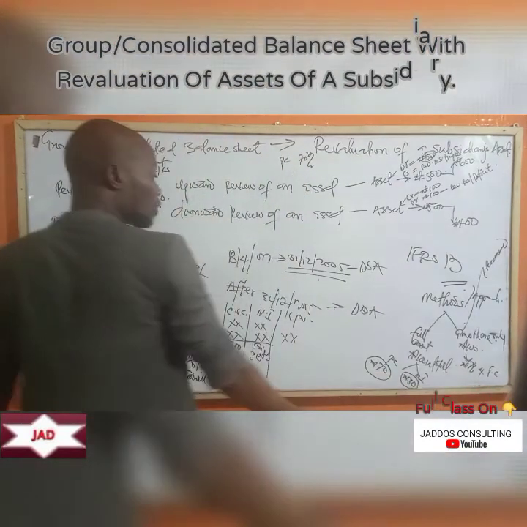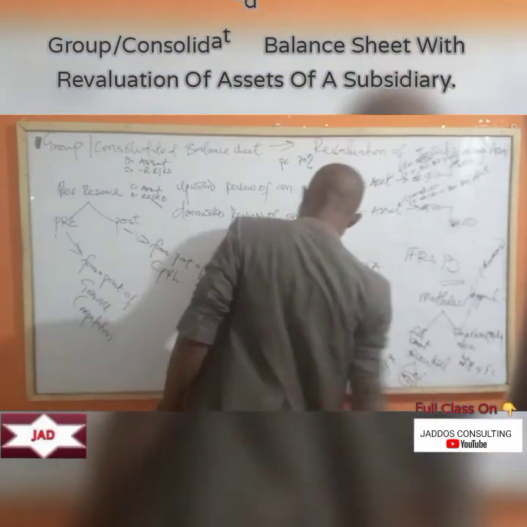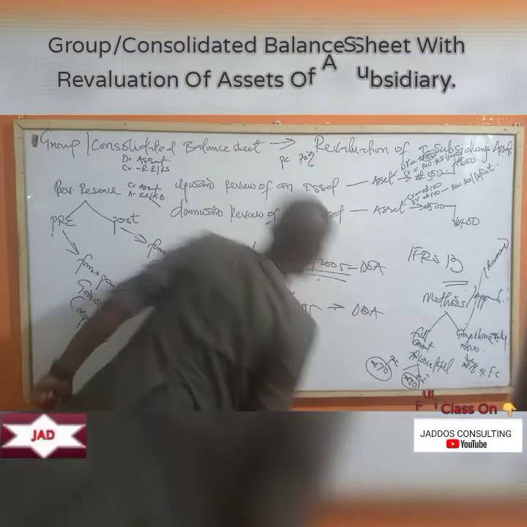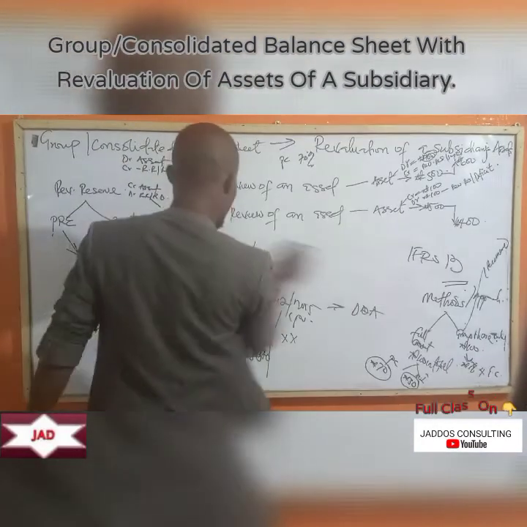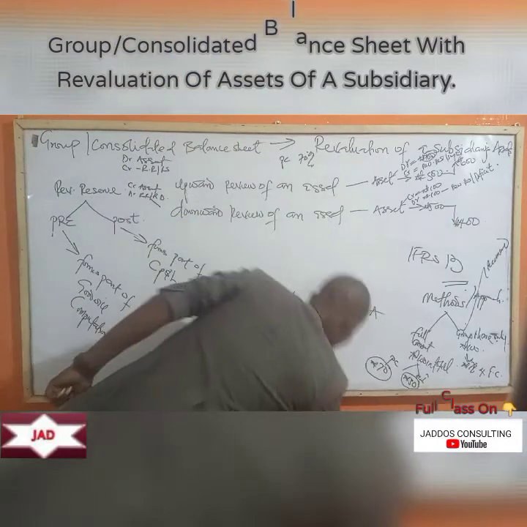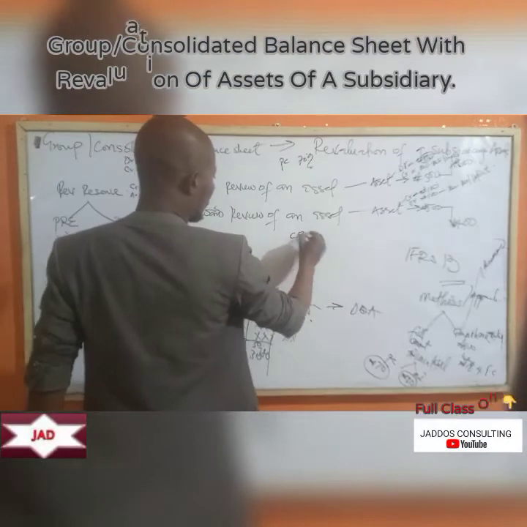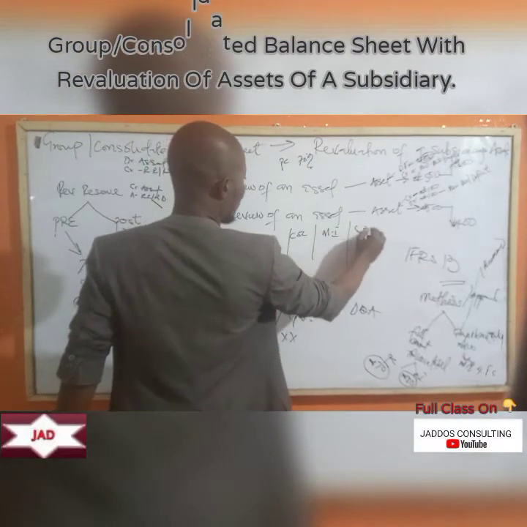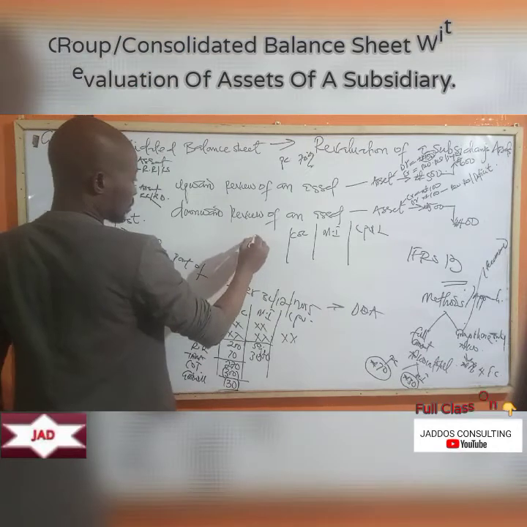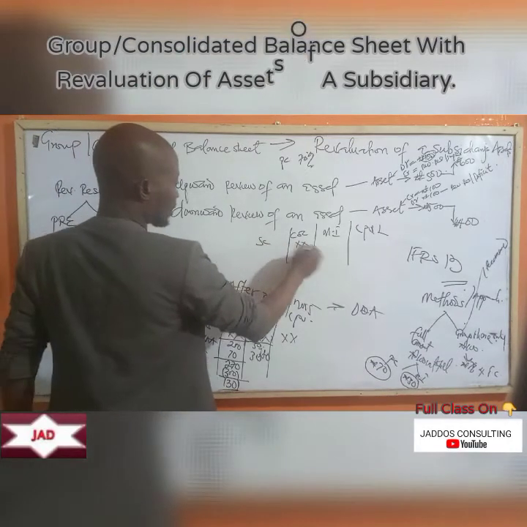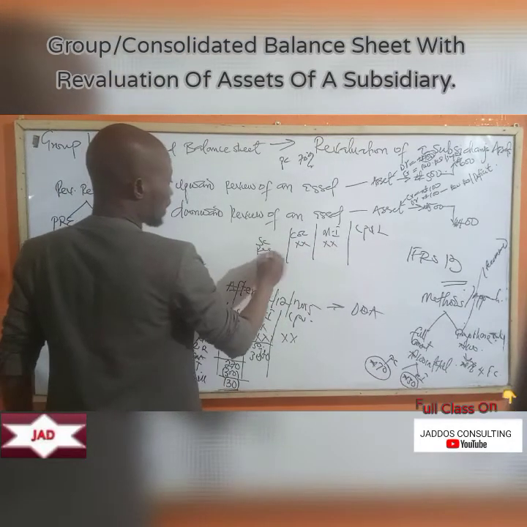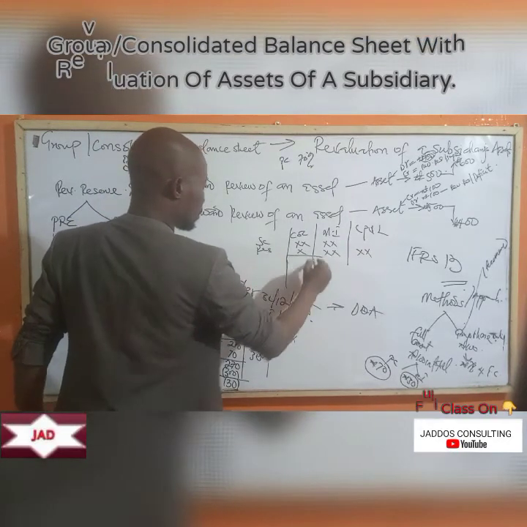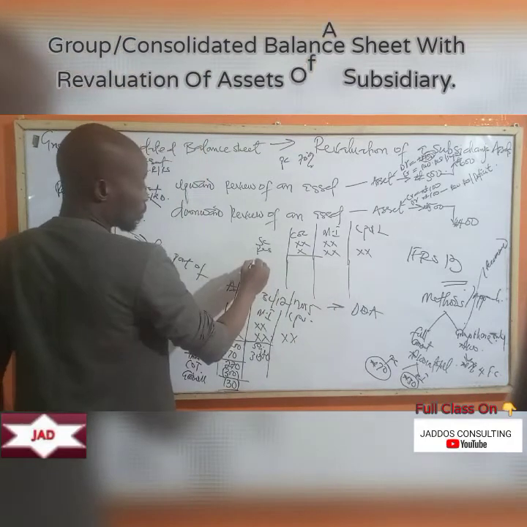But what if you're using the group share only? If it is the group share only, what we're saying here is that, of course, you still have cost of control, you have minority interest, you have consolidated profit and loss. Now, your share capital, as usual, will be this. Your reserve will be this, and this, right? Now, what do you have?